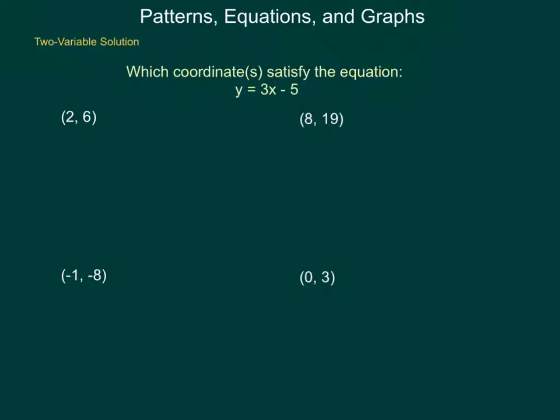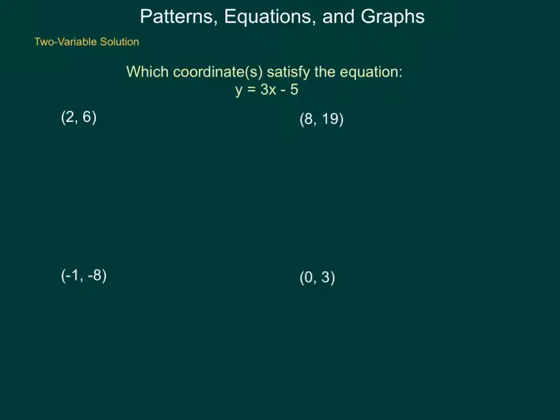In this lesson, Patterns, Equations, and Graphs, we're going to continue our look at basic information about equations and different ways of expressing them in mathematics and in relation to the world around us. So the first thing is a two-variable solution. We know that from equations, the solution to an equation is the value for the variable that makes the statement true. Well, when you're dealing with an equation that has two variables, such as x and y, a solution to that equation is any pair of numbers that will make the equation true.